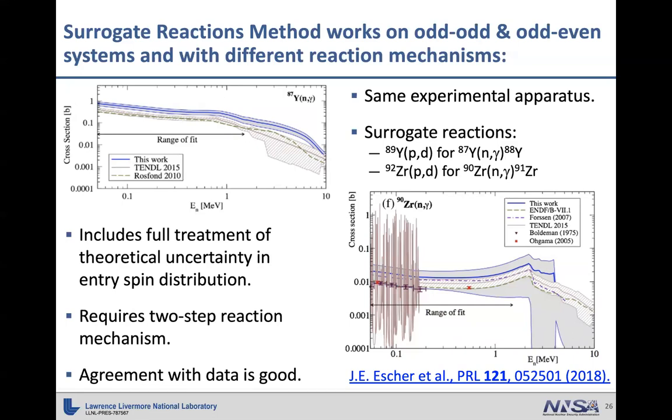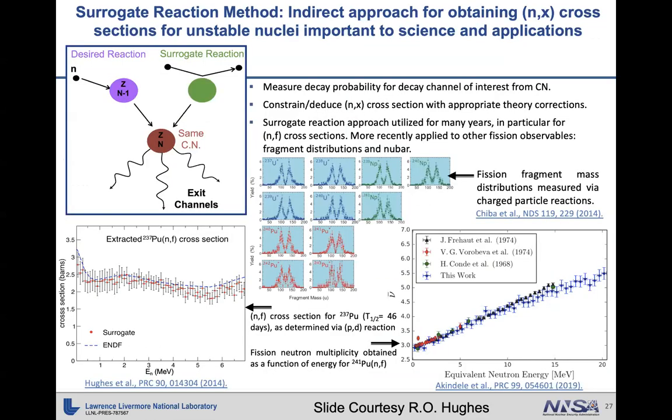neutron capture cross sections. It can also be used for the properties of things that are not neutron capture. So as I've said, it was developed to constrain neutron-induced fission cross sections. This is a slide that I borrowed from my colleague Richard Hughes, and you can see over here he's got the neutron-induced fission cross section as a function of neutron energy for plutonium-237. The red dots are the measurement, and the blue dashed line is the evaluation, which again is made in the absence of data.